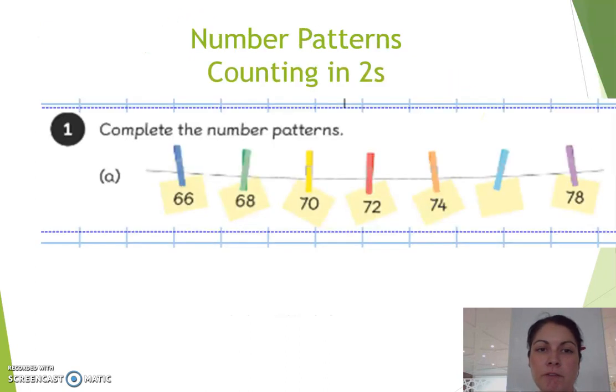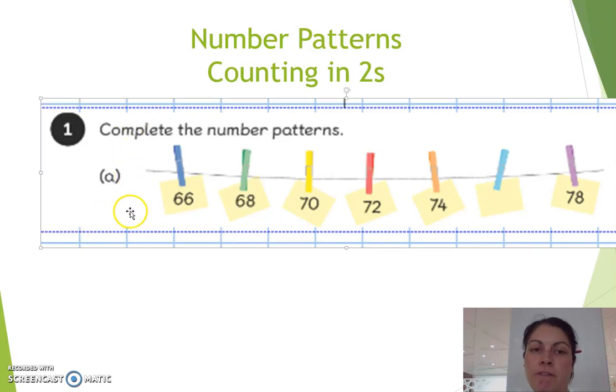So the first task that the children are going to have is going to be counting in twos. So they can use their 100 square to help them also. So if they know that 2, 4, 6, 8, 10 is all counting in twos, they should have no problem with counting on in twos with all the other numbers. So we have here 66. So adding on 2, 68, another 2, 70, 72, 74. They have to find out what the missing number is, 76, and then we have 78. So it's just practicing counting on in twos.